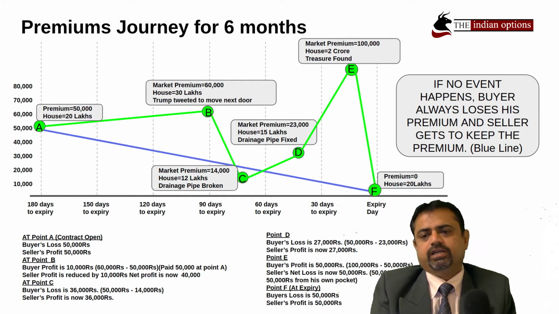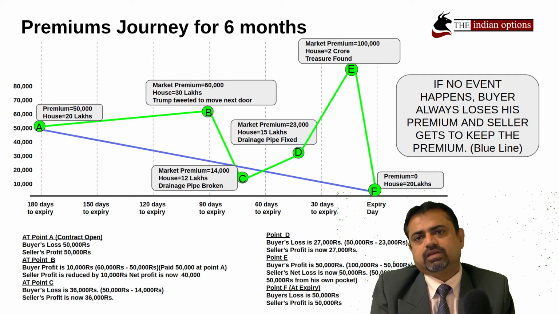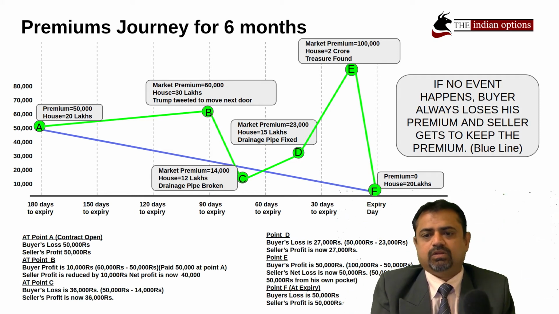Now at point D, the pipe is fixed. Assume that the pipe is fixed and the market premium is now 23,000. House price is now 15 lakhs, and at point D the buyer's loss is 27,000 and the seller's profit is 27,000, something like that, right? 23.